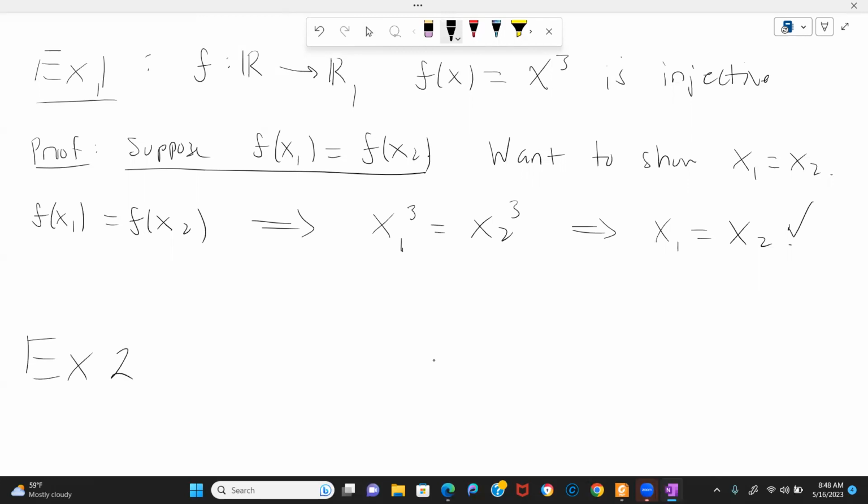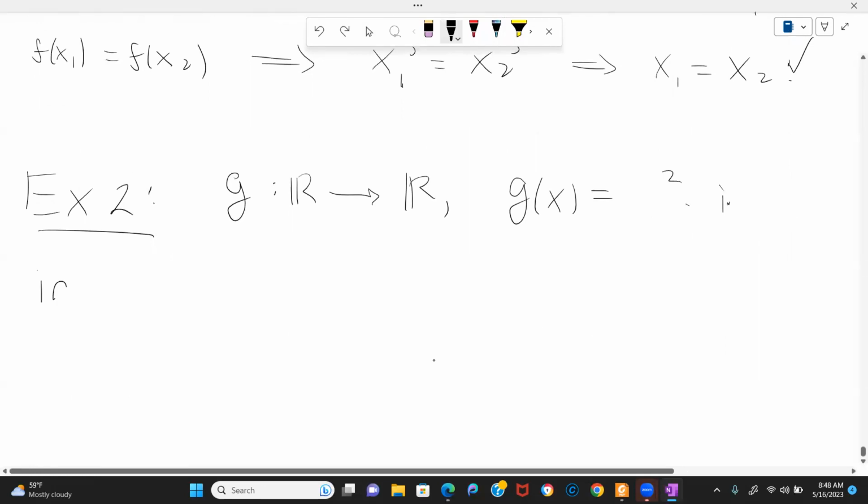What about this next example? Let's look at another example. Let's take g to be a function from R to R, and g(x) is going to be x squared. Is this injective? This time we're asking a question, and the reason I'm asking is because it's going to end up being non-injective. Is this injective? The answer is no.